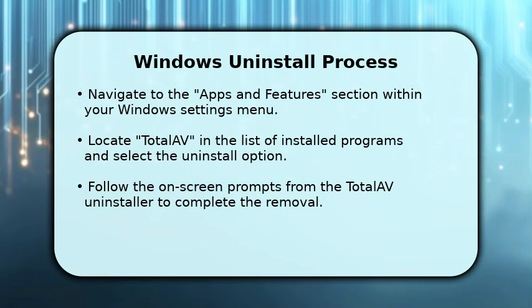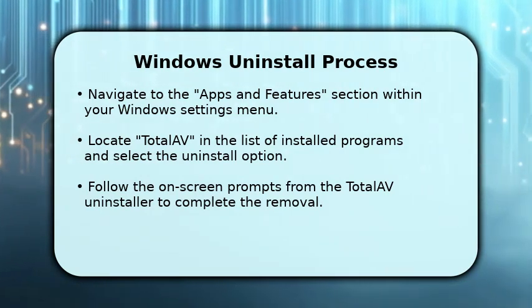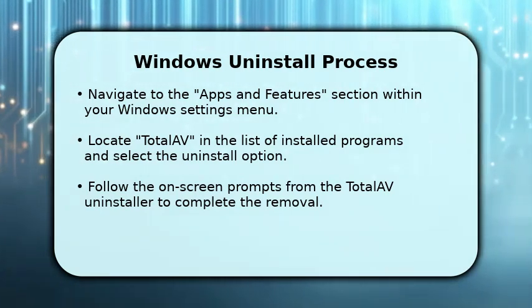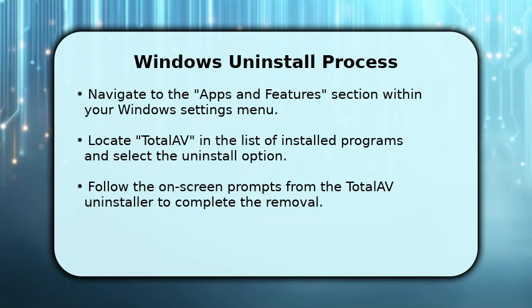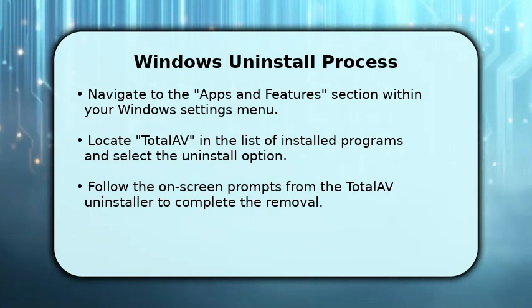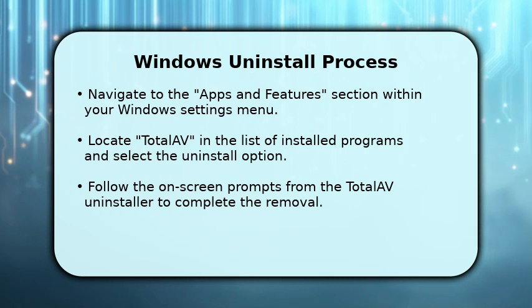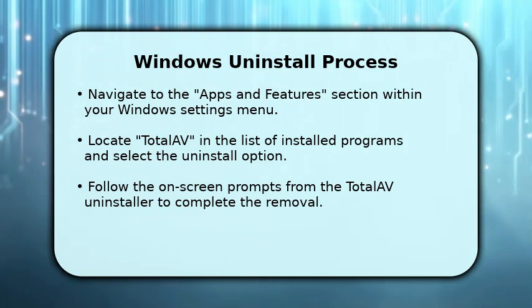Next, let's use the built-in Windows uninstaller. Open your computer settings, then go to Apps and Features. Scroll down until you find TotalAV in the list of installed programs. Click on it and select Uninstall.